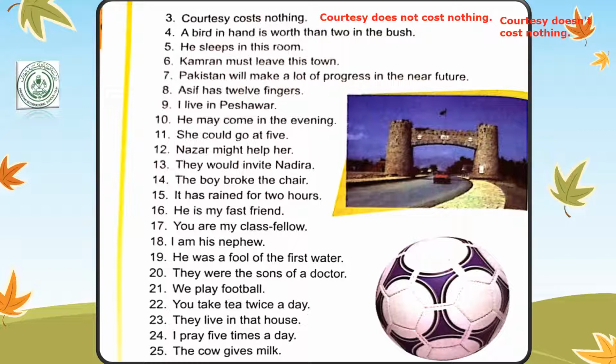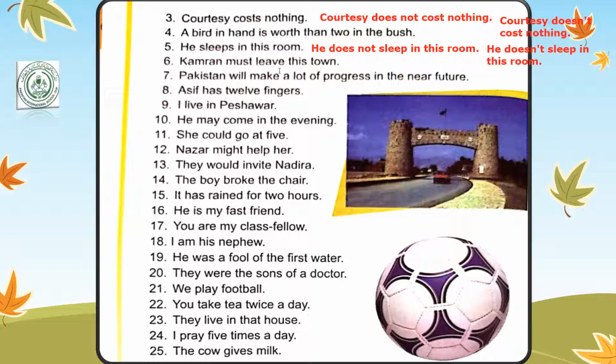Number two, he sleeps in this room. I will write for you: he does not sleep in this room. This is the full form, dear students. Look here, he does not sleep in this room. But if you want to change it a second time into short form, you say he doesn't sleep in this room. This is for your understanding, dear students, because I will randomly change these and it is very easy for you.